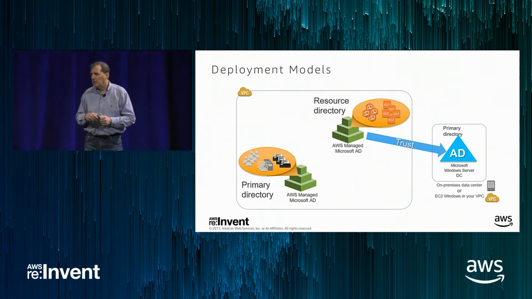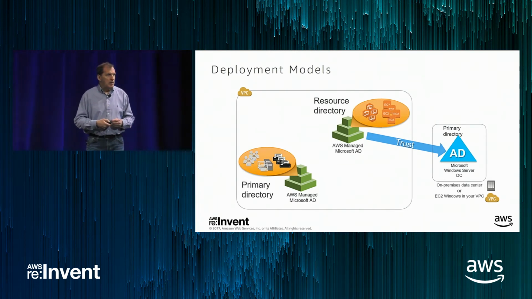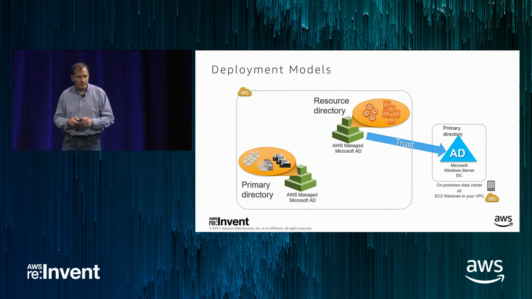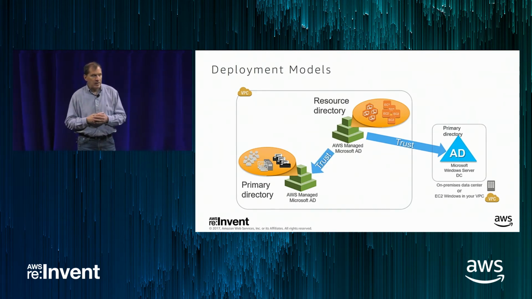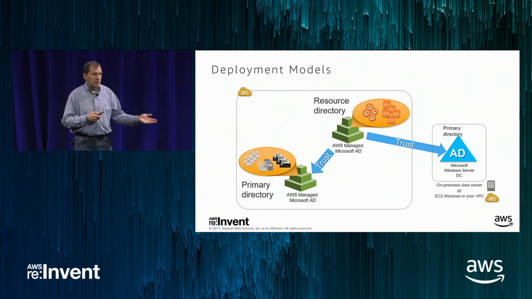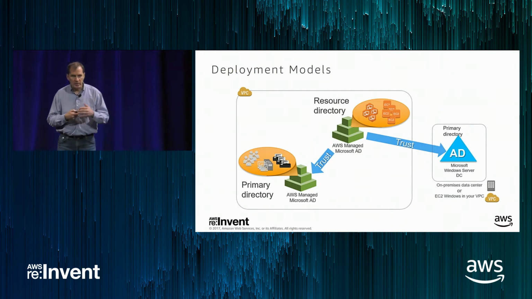And this is a model that earlier today, Capital One talked about how they're using the directory, and this is the model that they use. You could also, if you had managed AD in the cloud, using it as your primary directory, of course, also create a trust with a second directory if that made sense for your particular situation.